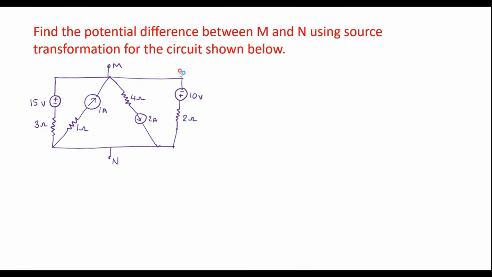Let's take one example on source transformation. Find the potential difference between M and N using source transformation for the circuit shown below. This is the given circuit. We have to find the potential difference between point M and N.